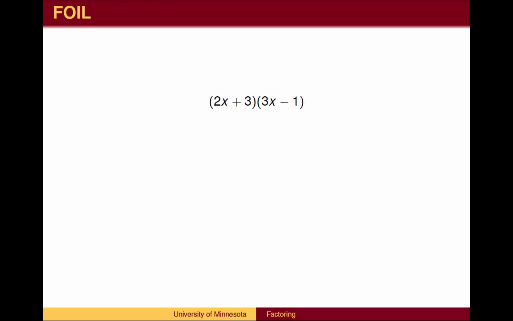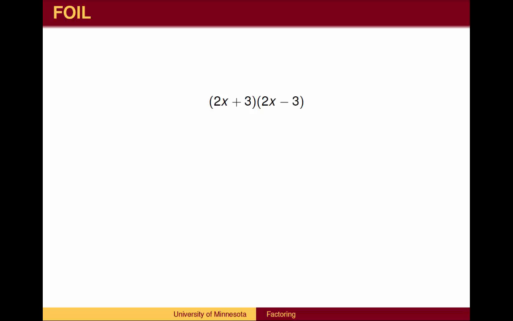The FOIL method is similar. We first multiply the first terms in each binomial, then the outside terms, then the inside terms, then the last terms. To get the expanded form, we combine like terms. Once again in this lesson, we will learn how to take the expanded form and work backward to find the factors. There is a special case of the FOIL method called the difference of squares.